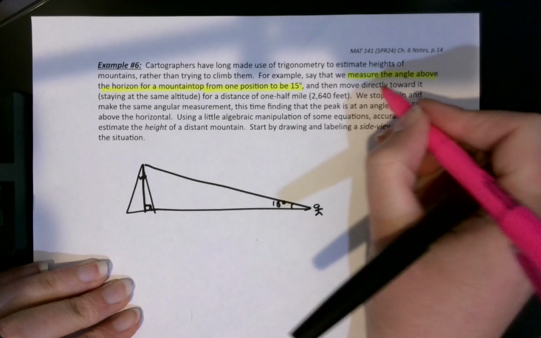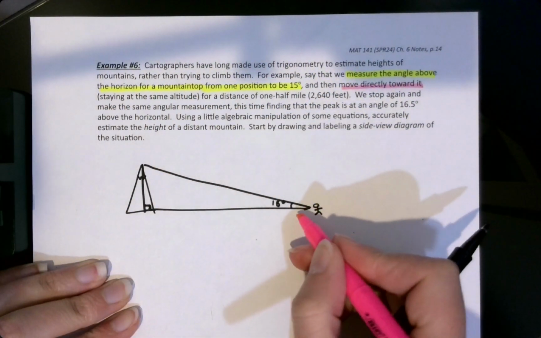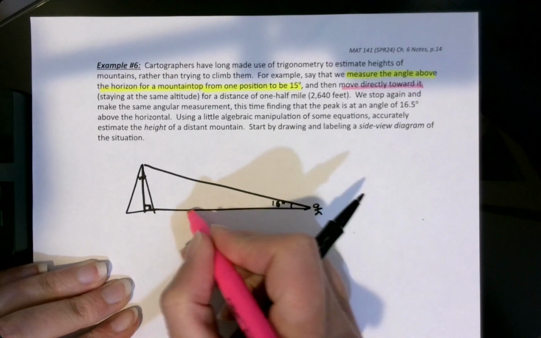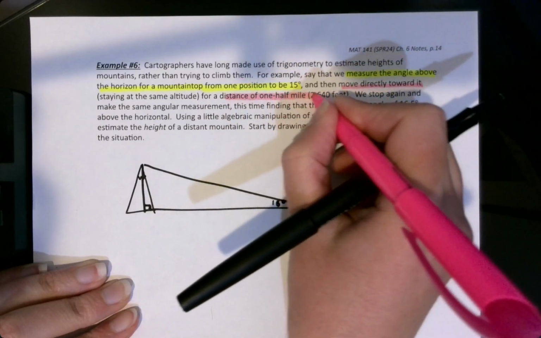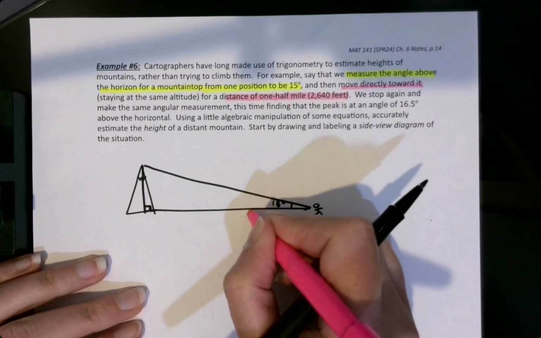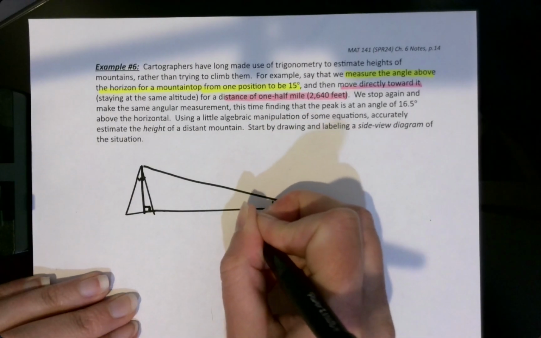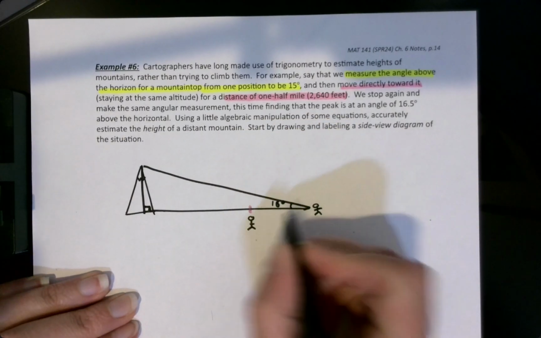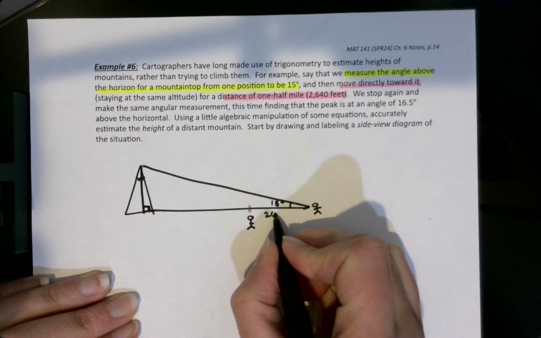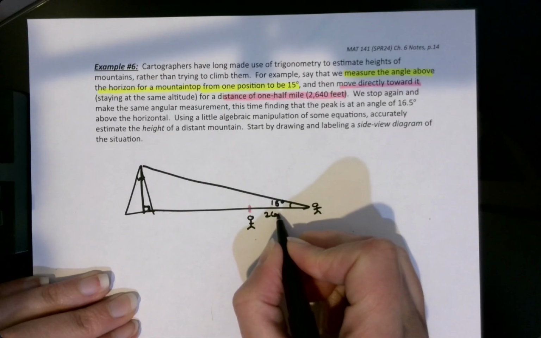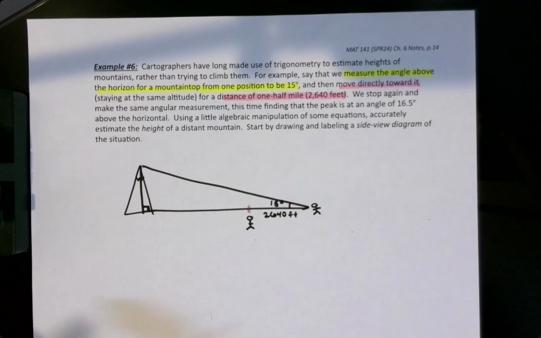Then we're going to move directly toward it, staying at the same altitude. So we need to be roughly flat. So if there's any hills, we'll go back down to the same altitude. For a distance of half of a mile. So I'm going to move to a position, say here, that is half of a mile away from where I started. So I've moved a distance of 2,640 feet away from my initial position.